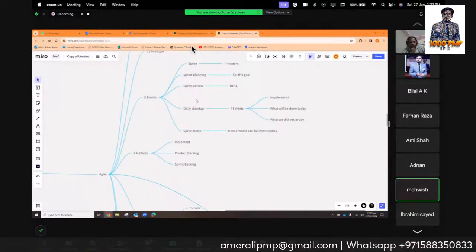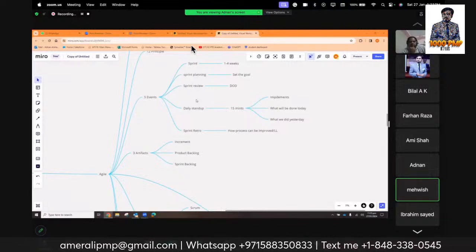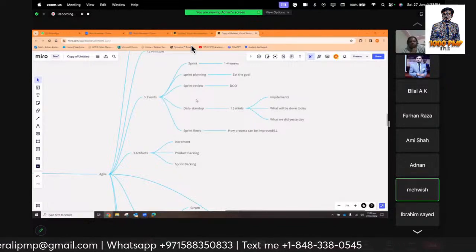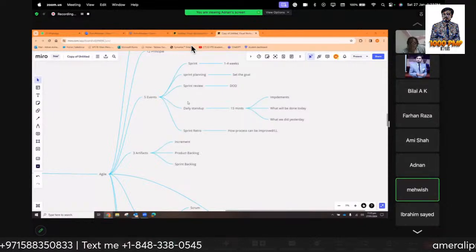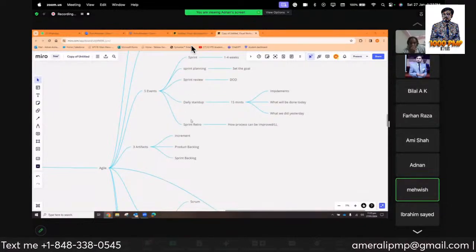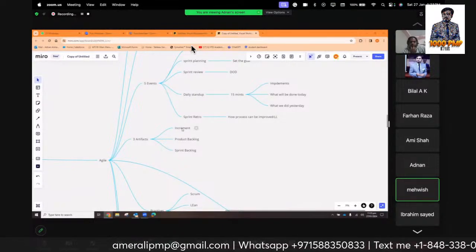In a sprint review, the product owner, stakeholders, and team, everyone joins together and reviews the product to see if it meets the definition of done or acceptance criteria. If it gets accepted, then it goes to the product increment, which is another artifact, and if it gets rejected, it goes back to the product backlog.